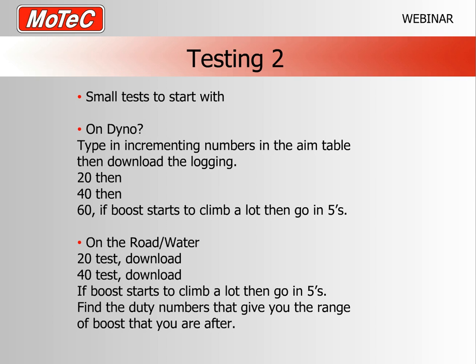Come back, look at the logging. Try doubling at 40. Go back, do your test, and again, if you haven't made your maximum boost yet, keep adding numbers. As soon as you get to a number where the boost starts to climb, then only small numbers after that. So the aim is to find what duty makes what boost. This is the main task.